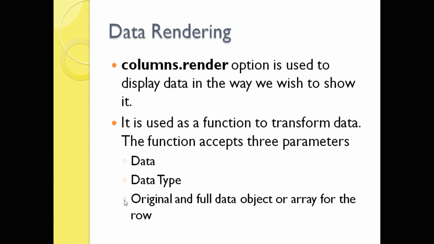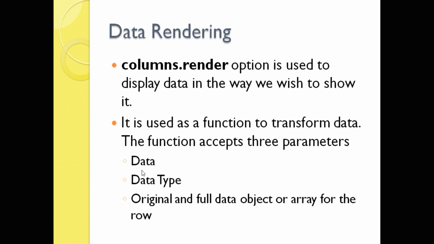The second parameter represents the data type. Remember one thing, this data type does not represent a standard data type. Generally when we say data type we think it can be an integer, a float, or a string, but in the case of jQuery DataTables this data type represents something different. The third argument represents the full data object, or you can say an array for the row.